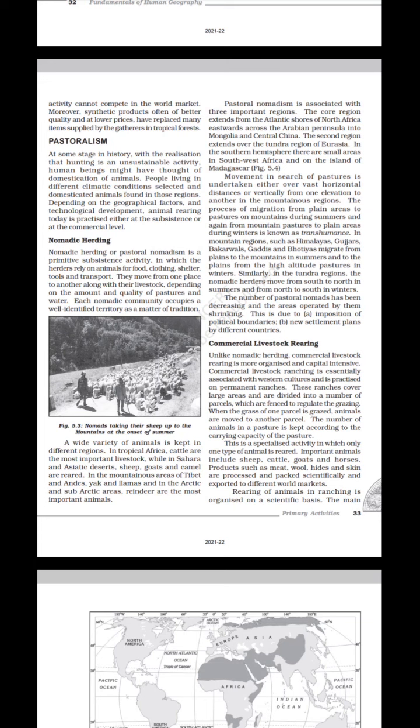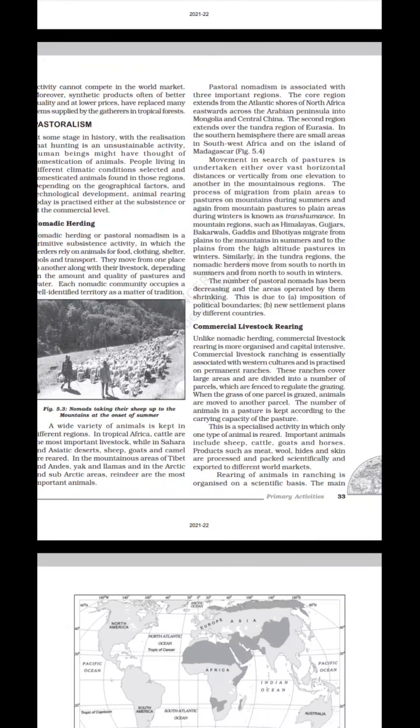Take a look at figure 5.3. Nomads taking their sheep up to the mountains at the onset of summer. A wide variety of animals is kept in different regions. In tropical Africa, cattle are the most important livestock, while in Sahara and Asiatic deserts, sheep, goats, and camels are raised.